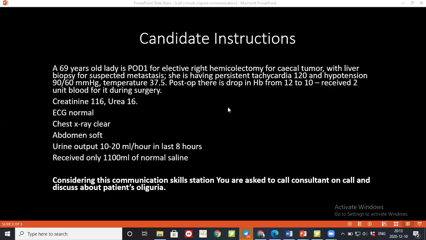Okay, this you should tell. And at the end, if anything happens, then the consultant will come and see the patient. Yes, ma'am. Okay. Very good. Now the bell went.